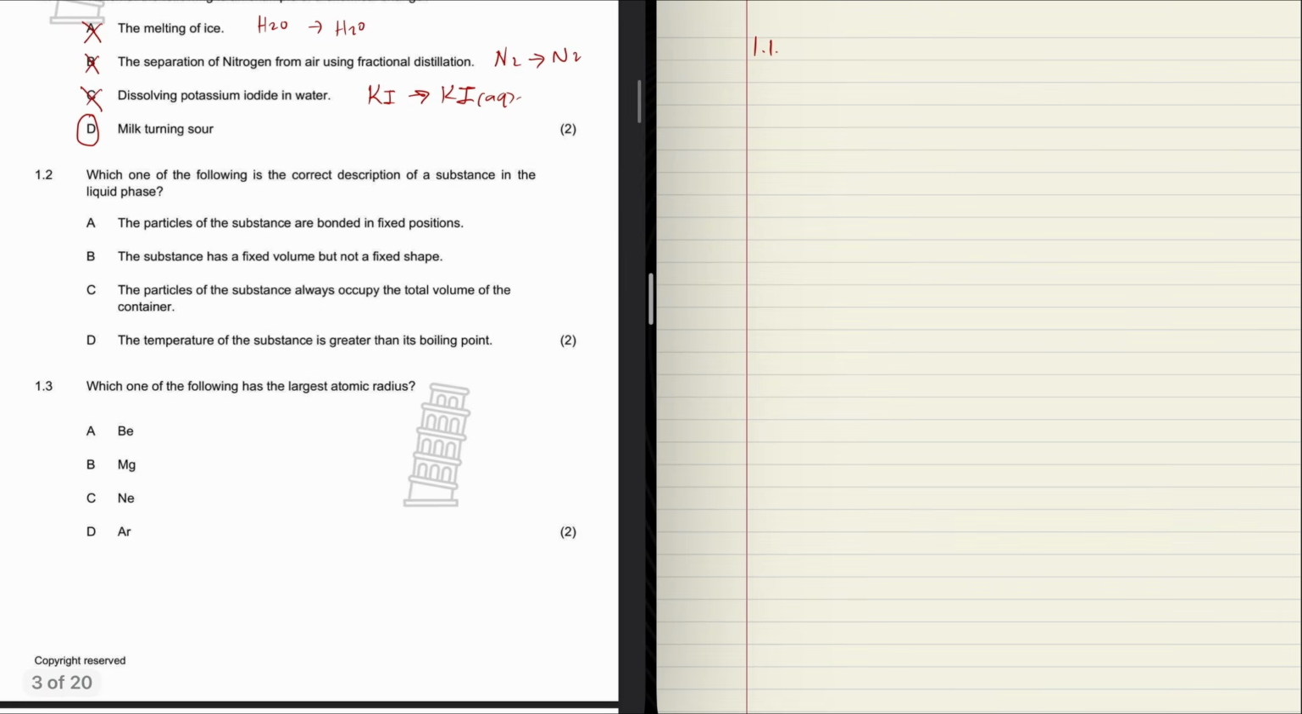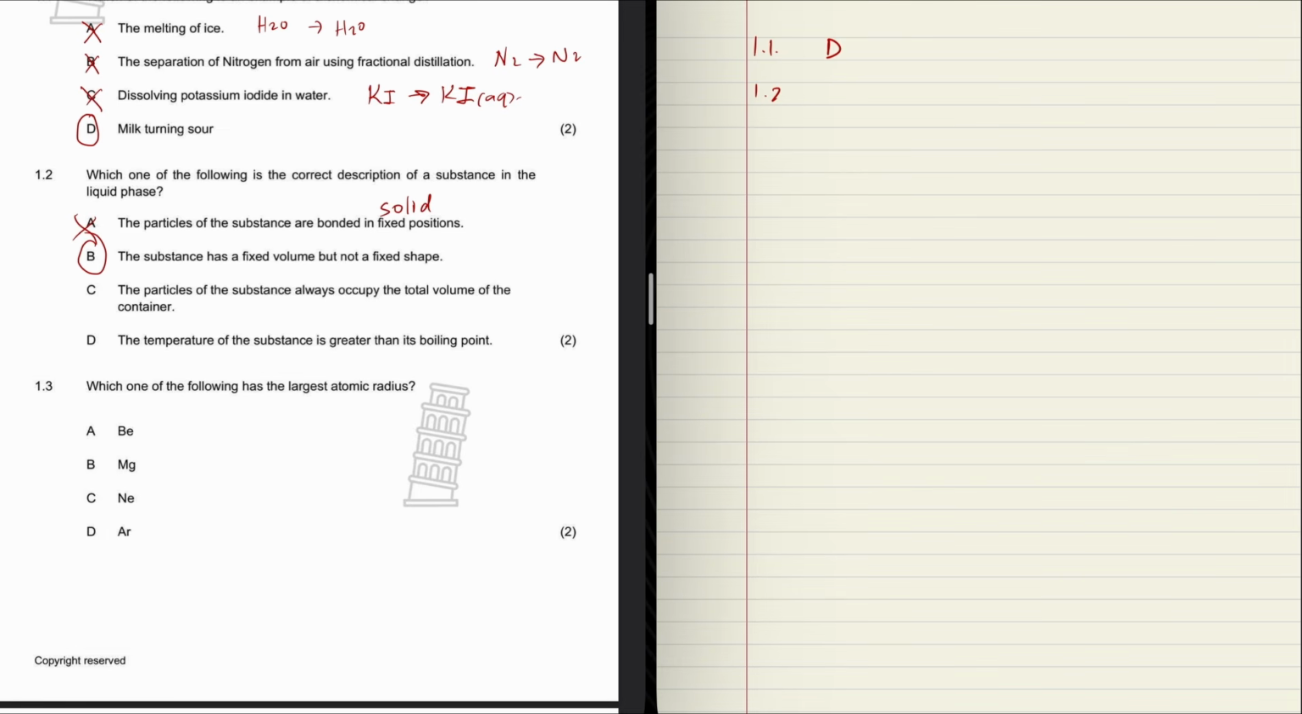Question 1.2, which one of the following is the correct description of a substance in the liquid phase? So A, the particles of the substance are bonded in fixed positions. So that's describing a solid. Fixed positions, they're not really moving much, so that is a solid. So A is out. B, the substance has a fixed volume but not a fixed shape. That is the correct answer because liquids have a definite volume no matter where they are.